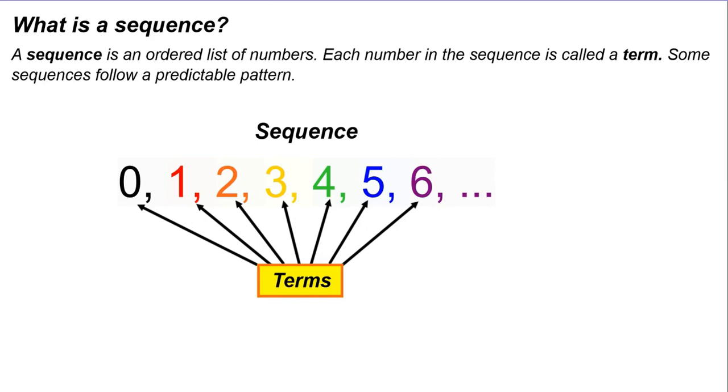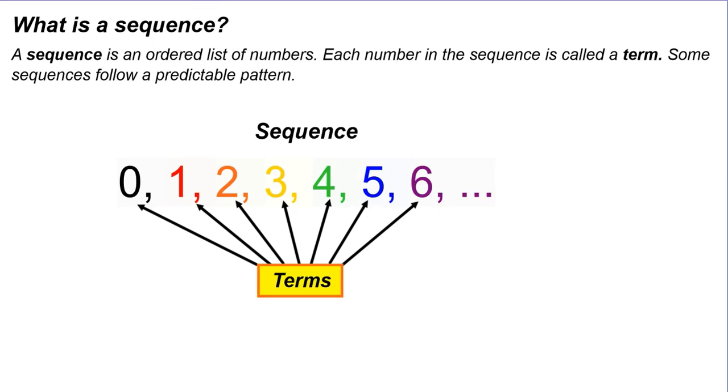A sequence is an ordered list of numbers, and each number in the sequence is called a term, and some sequences follow a predictable pattern. So we're going to be looking at patterns of numbers and trying to predict them with an algebraic expression. So here I have a very simple sequence that you might be familiar with: 0, 1, 2, 3, 4, 5, 6, and so on and so forth.